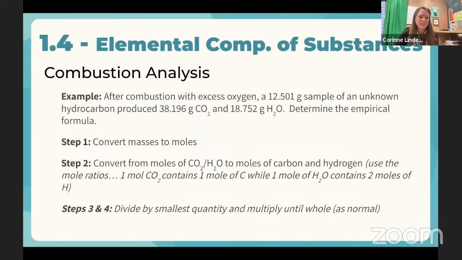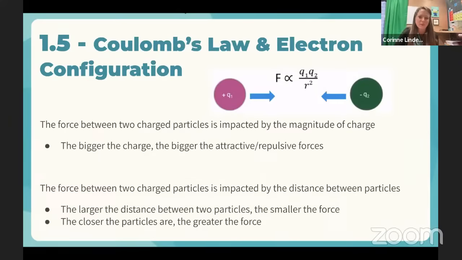All right, so let's continue on. This is the main topic from Unit 1 that you are definitely going to want to be really familiar with. So, Coulomb's law.